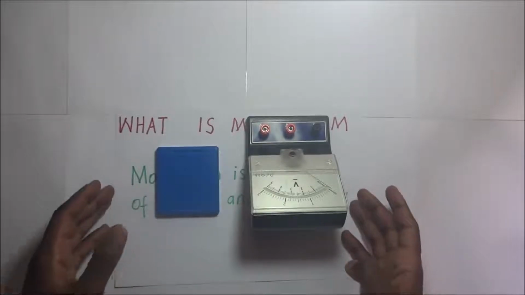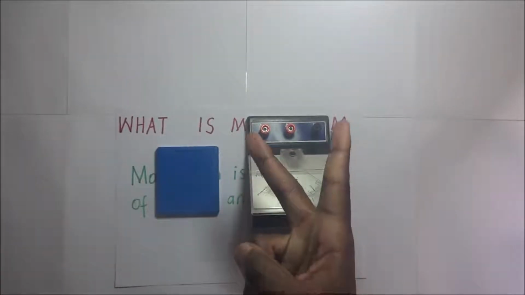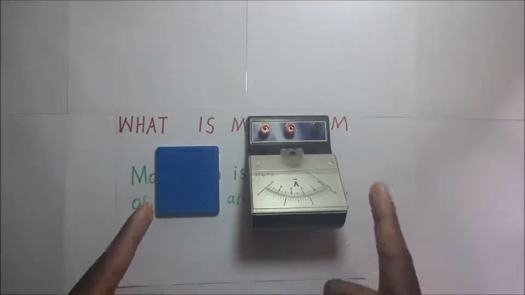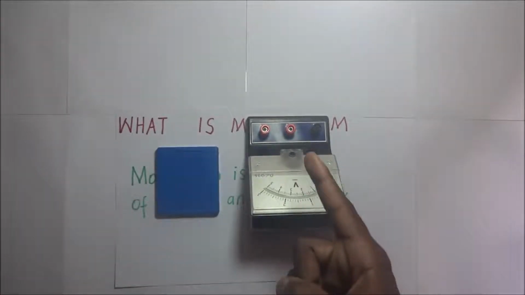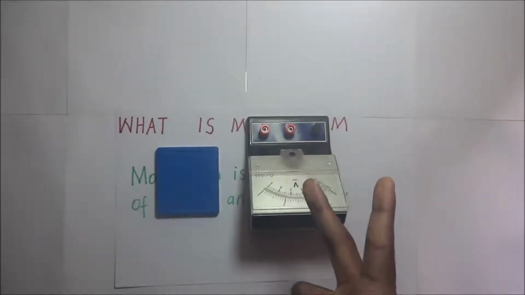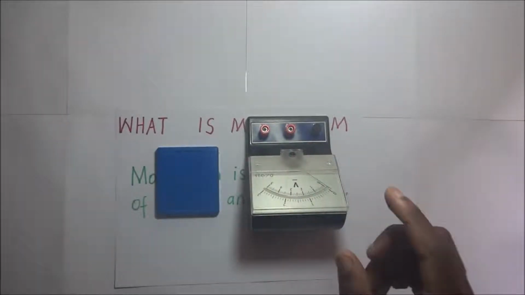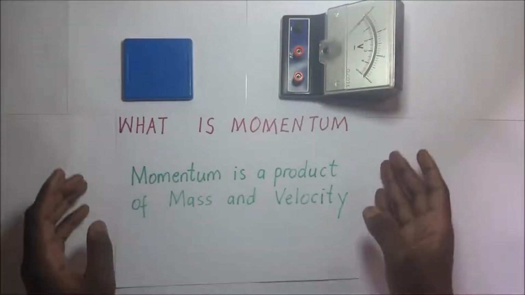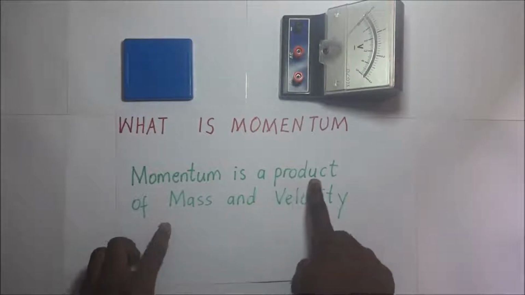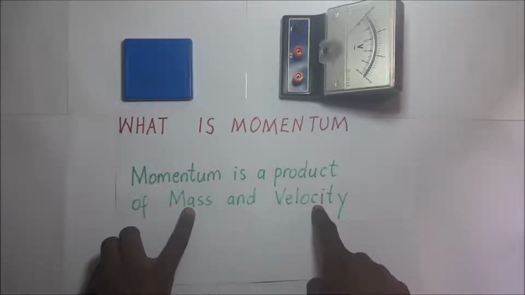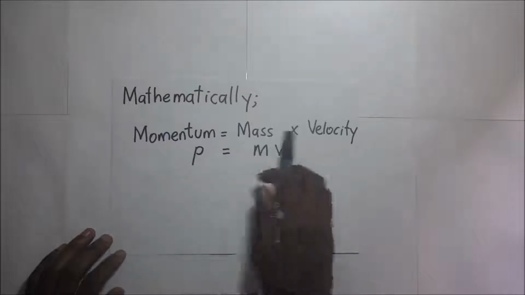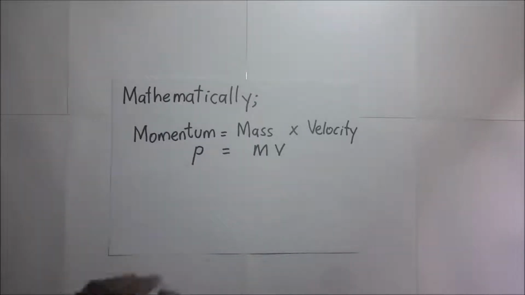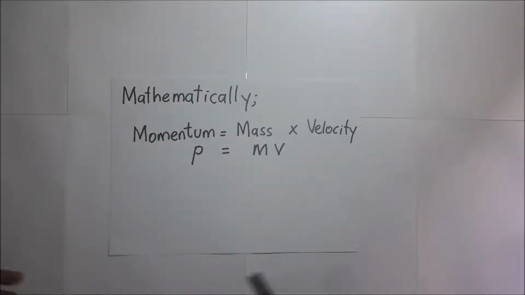Momentum, as a terminology, is affected by two factors. The first factor is the mass of the object and then the velocity of the object. Those two affect the momentum of the object. That is why we shall say that by definition, momentum is the product of mass and velocity. Mathematically speaking, momentum is equal to mass times velocity, and momentum is denoted by small p. So p is going to be m, mass, times v, velocity, just like that.